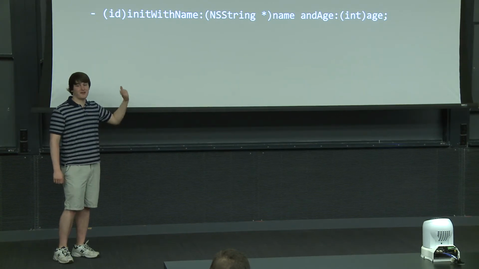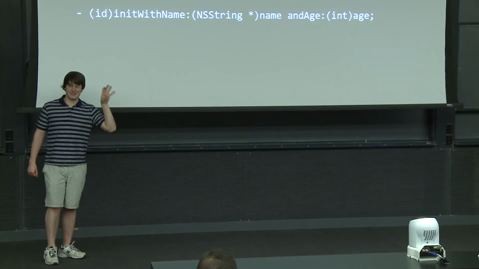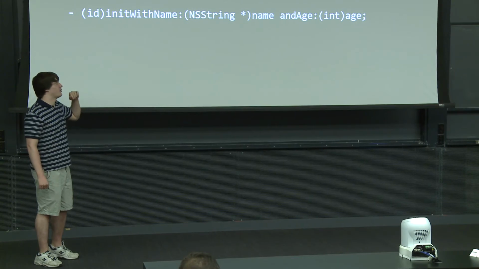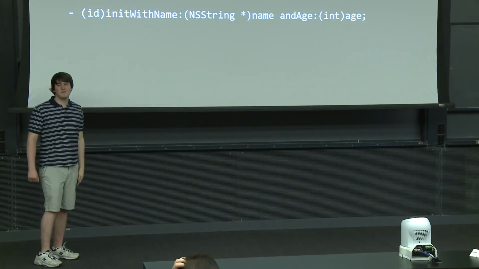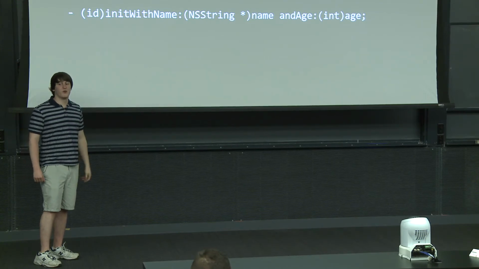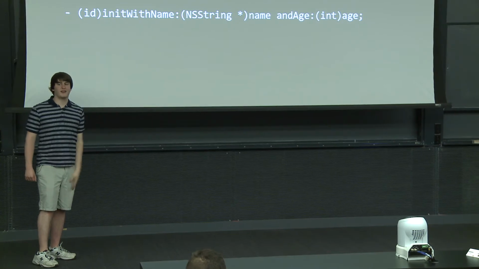This is how you name methods in Objective-C. All method names are very long and explicit. And so if we decided that instead we wanted to just initialize with the name, then we would have an init with name method without the and age. If we wanted to just do age, we would have an init with age method without the and name, or whatever.